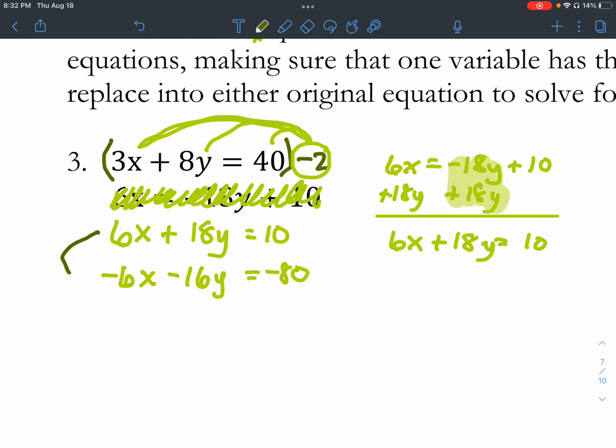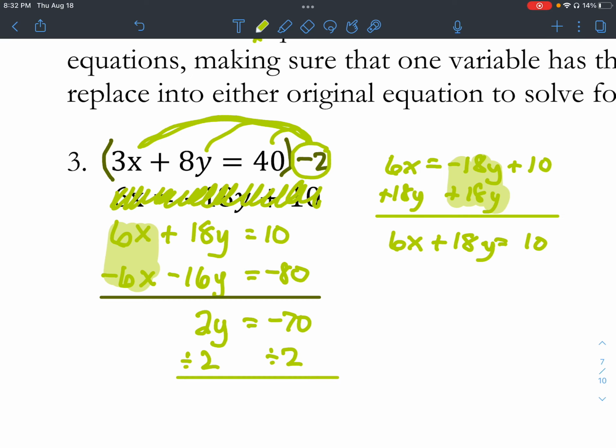If I take this equation and add them, oftentimes I'll make sure that they're stacked on top of each other, so it makes it a little bit easier to see things, and then we just add them downwards. When I do this, these two are going to actually disappear now. So 18 minus 16 should be 2y's. We get negative 70 on the other side, and then this becomes a pretty standard algebra problem for us, in which we divide by 2, reduce, and we find out my y value is negative 35.